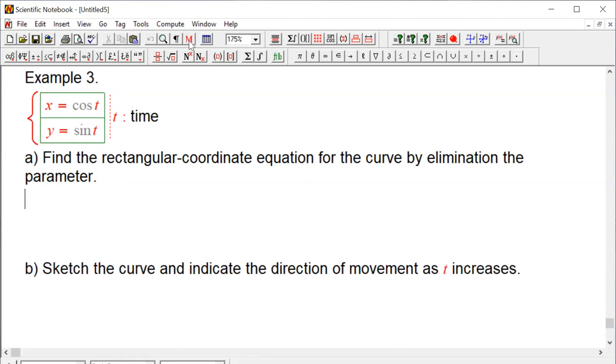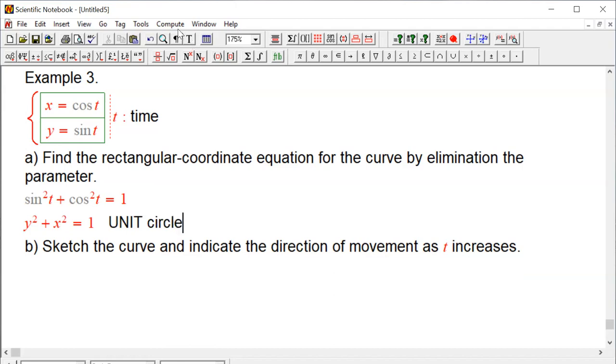Well, recall that sine squared plus cosine squared is equal to 1, right? And cosine t is x, therefore we got y squared plus x squared equals 1. This is a unit circle. So we're getting a unit circle. Okay.